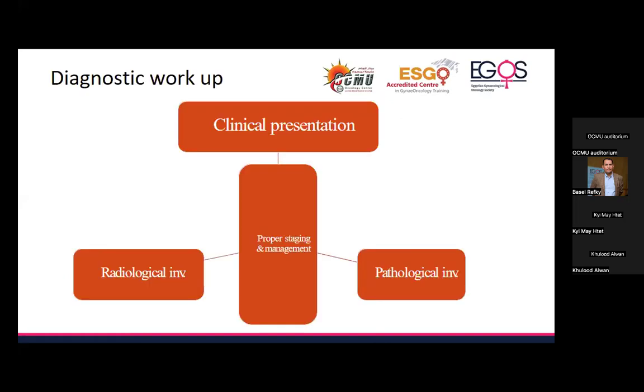To make a good diagnosis for endometrial cancer, we should discuss again for our ESGO fellows: cervical cancer is the most common worldwide. Endometrial cancer is the most common in developed countries. Cervical cancer is the most common in developing countries.